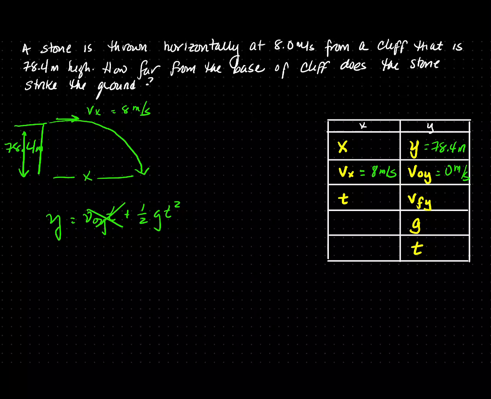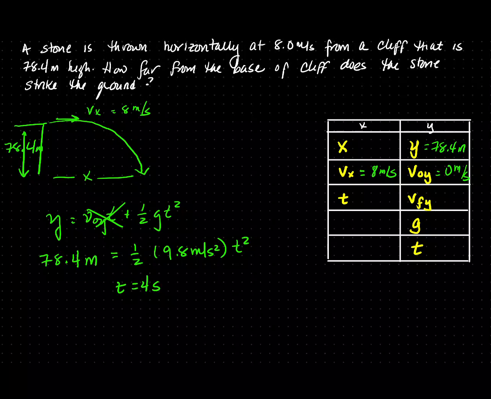My y is 78.4 meters, which is equal to 1/2 times 9.8 meters per second squared times t squared. So if you rearrange this and solve for it, t is equal to 4 seconds.